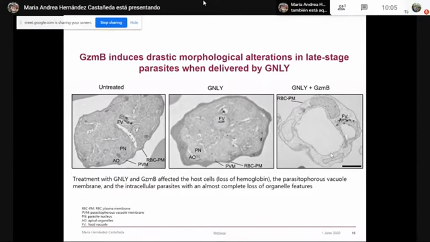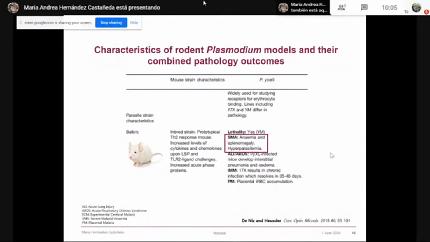So now we wanted to investigate the role of this granulysin in vivo. One thing is that rodents, the mice, don't have granulysin. So we have the advantage of a mouse model transgenically expressing the human granulysin. It's on a BALB/c background. And we decided to start with one of the species that infects rodents, which is Plasmodium yoelii.